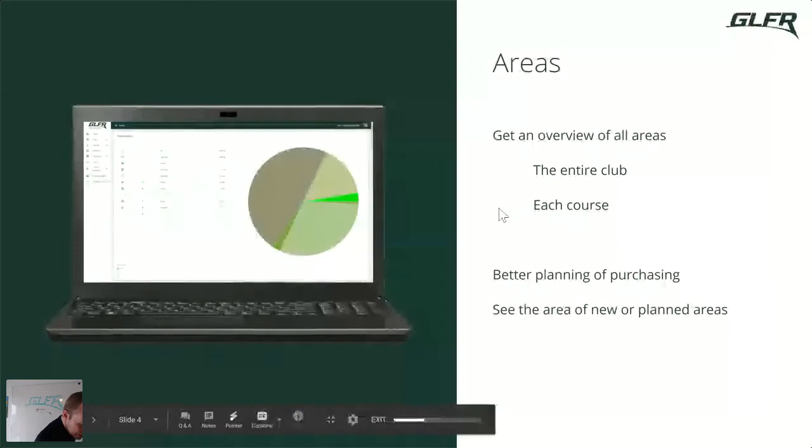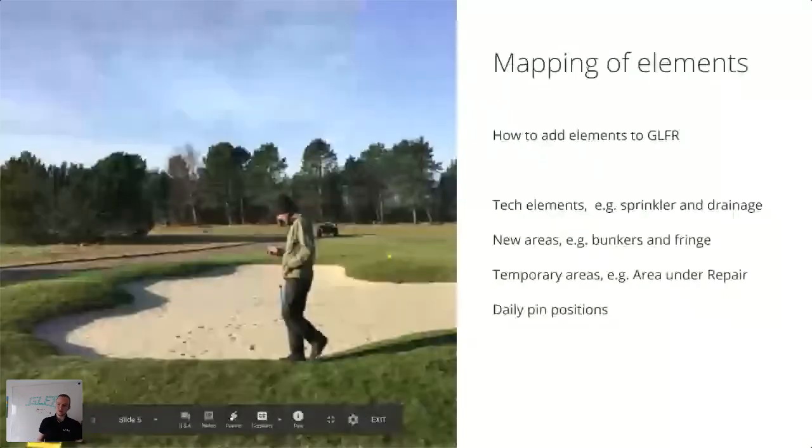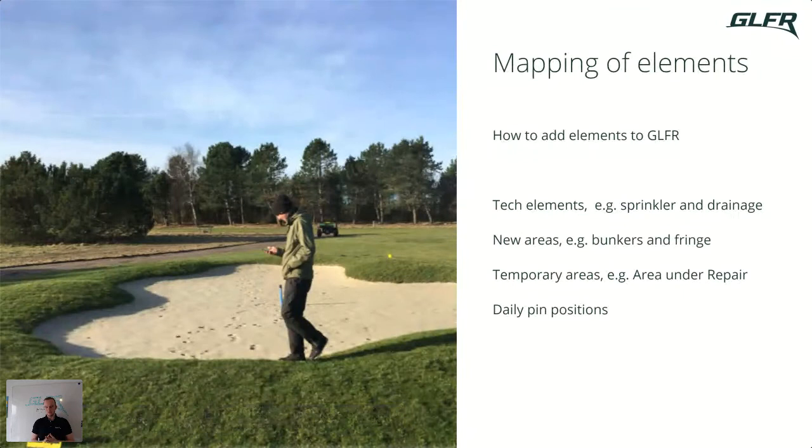So that's areas. The next part I'm going to talk about is how you add elements to Golf for Business, or to the Golf platform in general. Most new elements are added on site with the tracker app in hand, just like the example we have here where he's mapping the bunker. You can map tech elements this way. We recommend that very strongly.